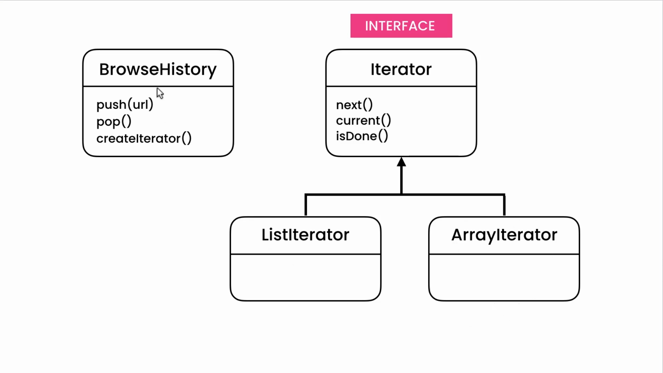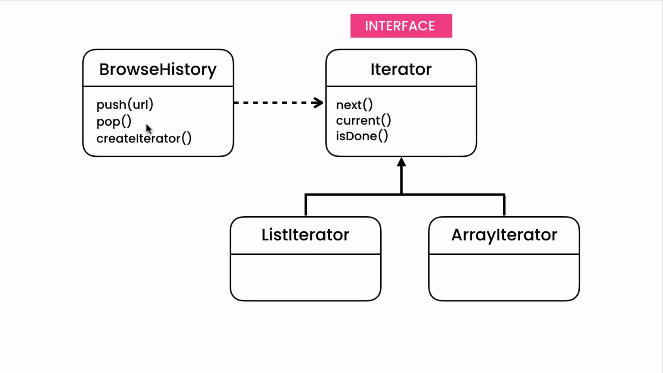So if currently we're using a list inside the browse history class, in the createIterator method we'll return a new instance of the list iterator class. If tomorrow we replace that list with an array, we'll change this method and return a new array iterator. Now here's the beauty of this design. The clients of this class don't know about these concrete iterator implementations. When they call the createIterator method, they get an iterator object, so they program to an interface. If tomorrow we change the internal representation of this class, we just modify this method to return a different kind of iterator. Our clients, like the main class, will not get affected.